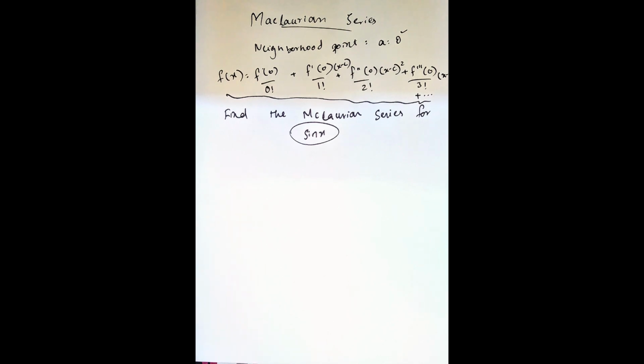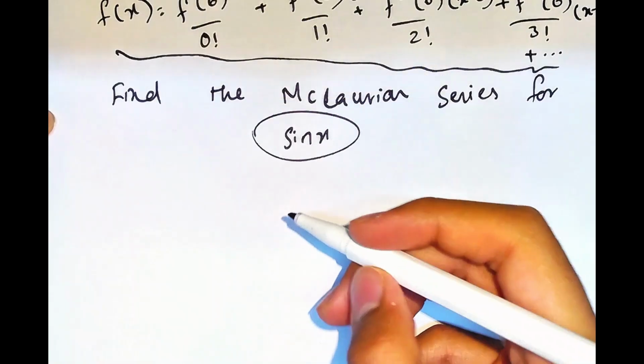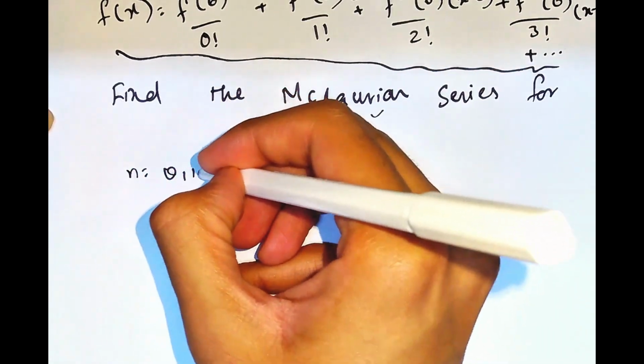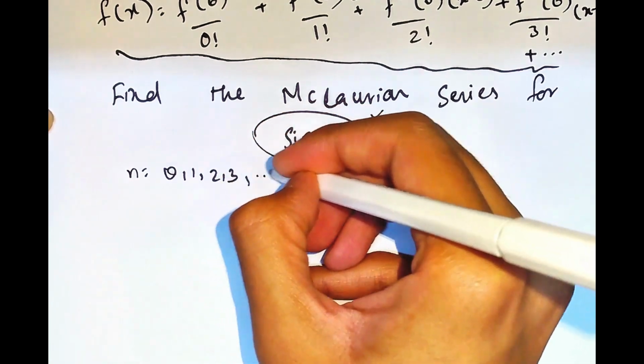Okay, so the Maclaurin series is nothing, it's the Taylor series for which the neighborhood point is equal to 0. So instead of putting the value of a, you have to put in a 0 over there. Let's find the Maclaurin series for sin x. n is equal to 0, 1, 2, 3, and this goes on till infinity.